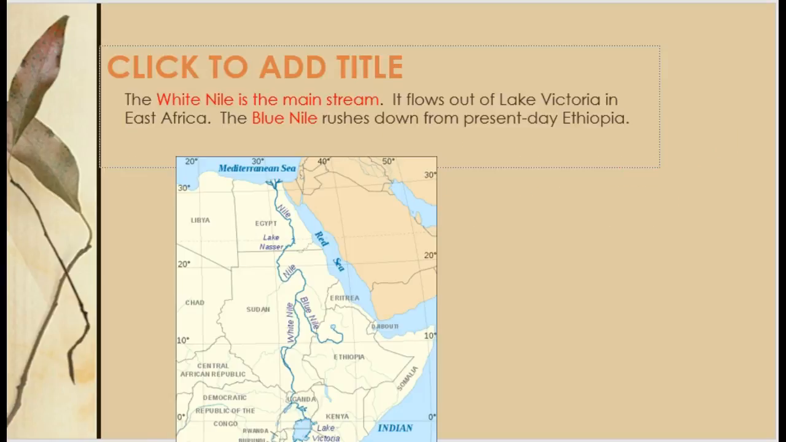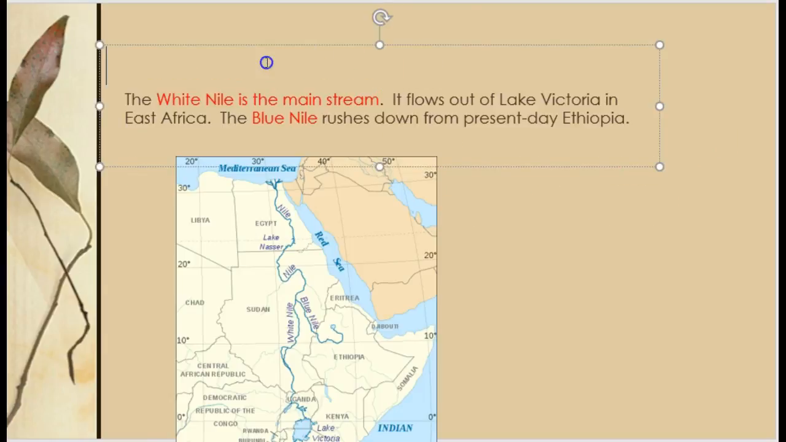Okay, so right here, sorry about that, don't need that. You have, again, the White Nile and the Blue Nile. The White Nile is the main stream. It flows out of Lake Victoria in East Africa, which is over here on the map, as you can see, right there, Lake Victoria. That's the White Nile. Again, it's flowing downhill. And the Blue Nile starts over here in Ethiopia, and it rushes downhill and comes together with the White Nile, and then they come together to make the Nile. So how about 30 seconds to write down that information?